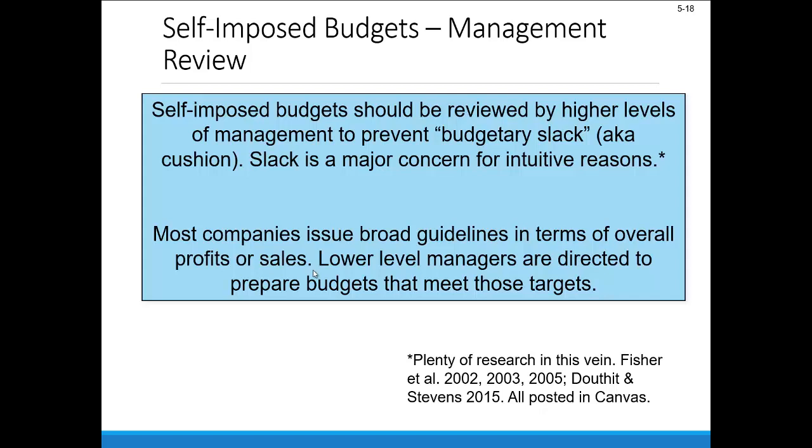One other thing I'd point out real quick here, there's a whole bunch of research in management accounting on the use of budgetary slack, what causes people to build in more or less of it, what organizations can do to minimize it. I've put some papers out there: Fisher et al. 2002, 3, and 5, Douthit and Stevens 2015. They've been posted in our files section of Canvas under that accounting research folder. If you're curious, I encourage you to take a look there.